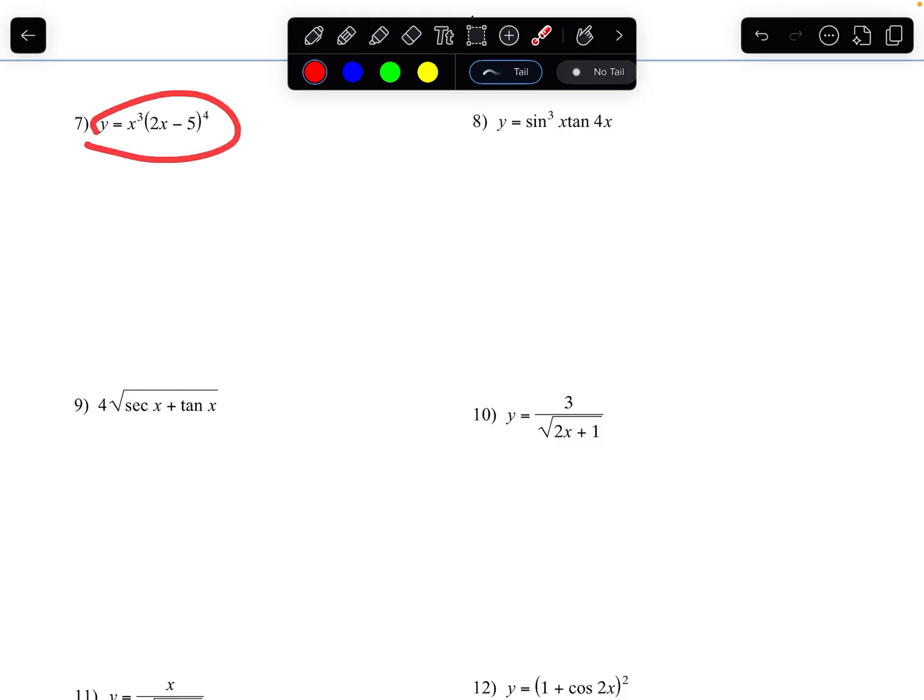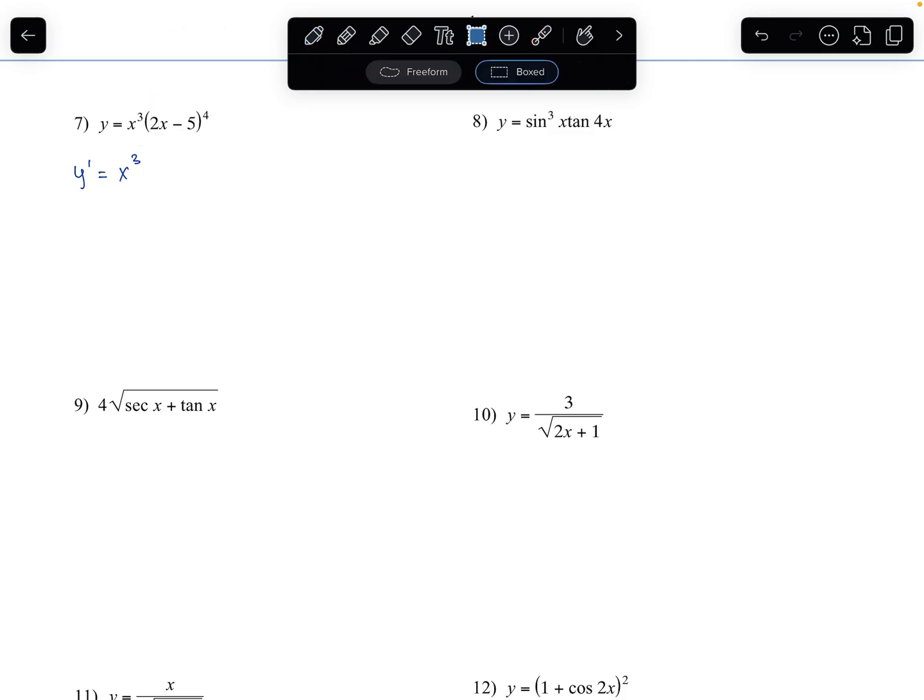Alright, for y, when I first see y, the first thing I see is the product, and as I take the derivative, as I use the product rule, eventually I'll have to take the derivative of this, and this is where the chain rule is going to be needed. So let's first start with the product rule. So y prime is going to be, I'll take the first, which is x to the third, and I'll take the derivative of the second. This is where the chain rule is going to happen. So we're going to drop the 4.